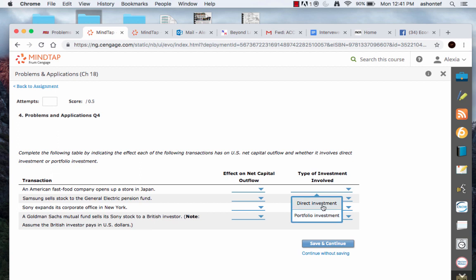So remember, direct investment is the type of investment like buying a foreign plant overseas, or a foreigner purchasing a U.S. plant here in the U.S. So that's direct investment, and portfolio investment is to do with buying stocks and bonds. So the way I would approach this question is just quickly go through and figure out, okay, is this an investment? What kind of investment?